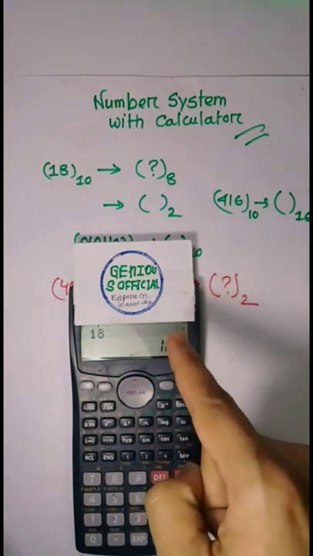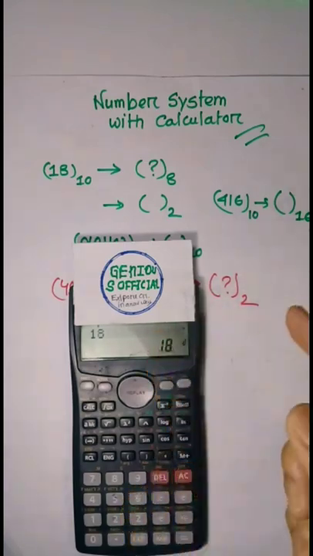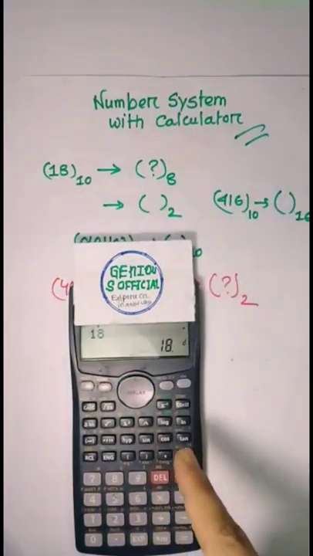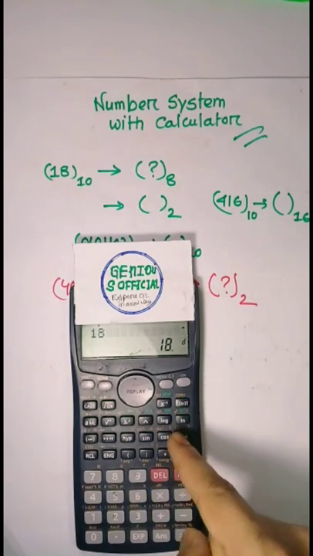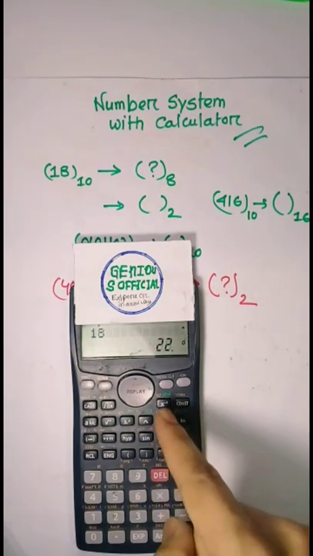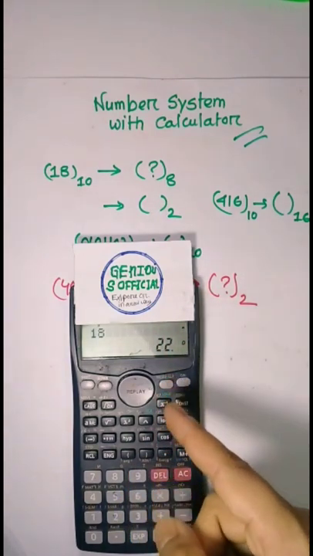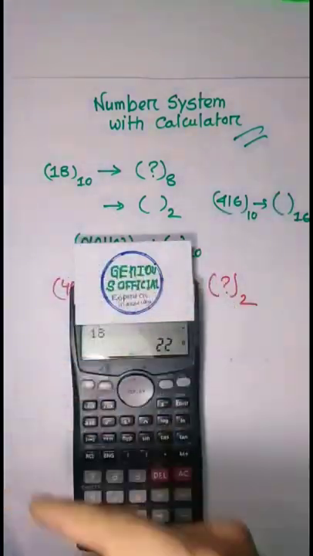This is the decimal number 18. It is converted into octal, so now you can tap OCT for octal. This is the octal value 22. This is the octal value of 18 in decimal.